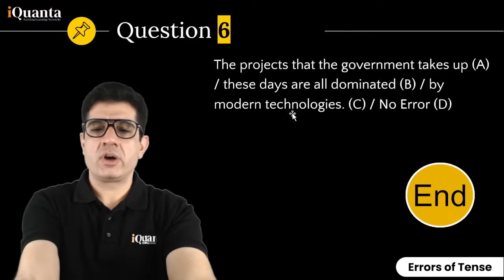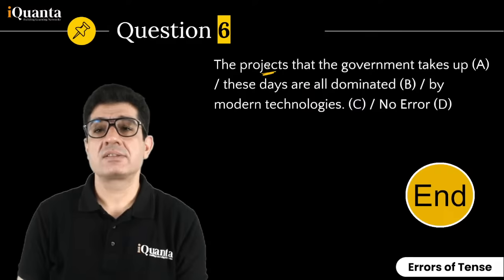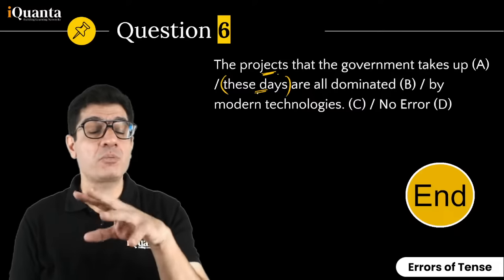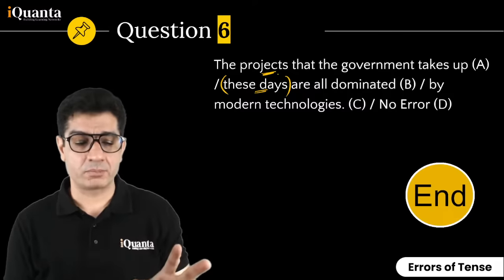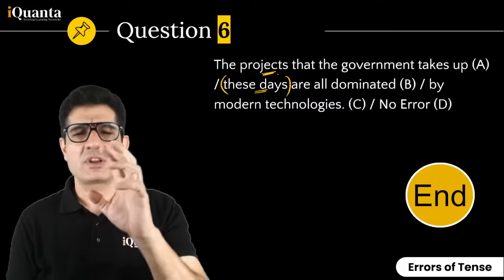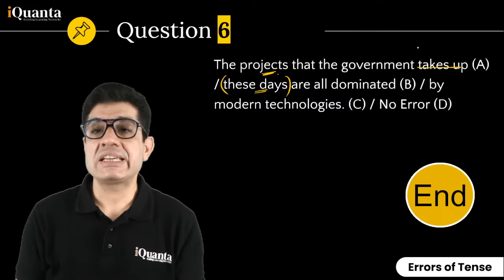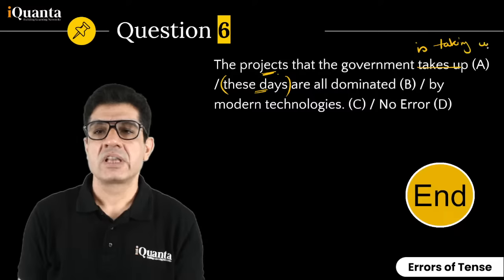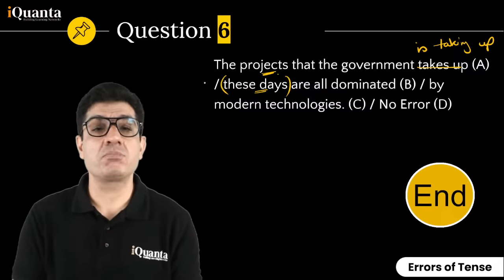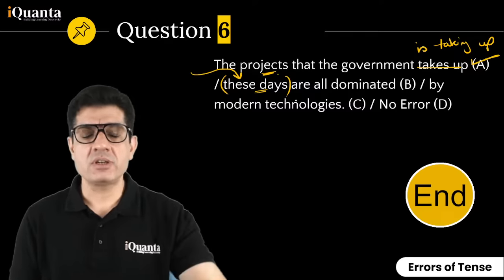All right. So in question number 6, you notice that we are talking about projects that the government is pursuing these days. So these are projects that are happening these days. These are not projects that government goes ahead and takes up all the time. So the these days tells you that these are projects that are being taken up now, not projects that are taken up throughout or always. And therefore, the projects that the government is taking up. Takes up is simple present tense, that shows regular or habitual action, but it is not a regular or habitual action because of the presence of these days. And that is why our answer to this question must be option A.